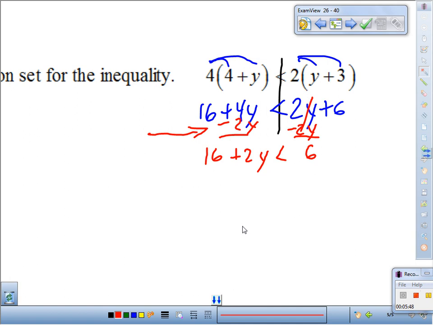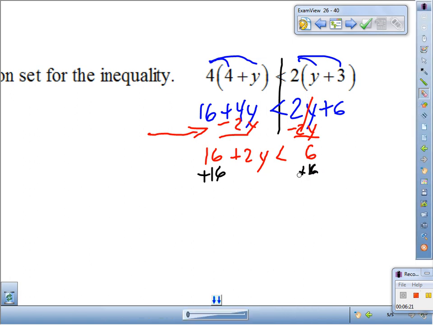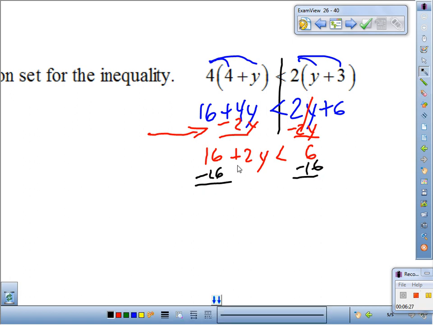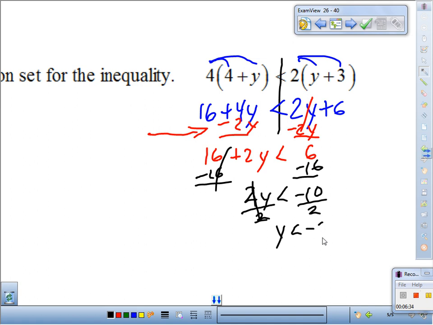So be careful with that one. I know your noodle's going to be kind of tired when we're taking the final, but slow down and make sure you go step by step and understand what you're doing. Okay? Here we go. So then minus 16, minus 16. So we get 2y less than negative 10. Divide by 2, divide by 2. Y is less than negative 5. Are we there so far?